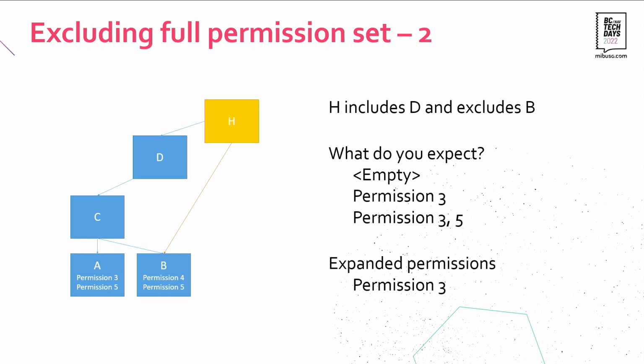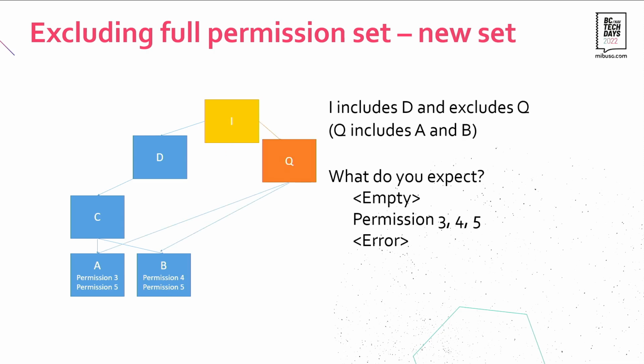I just have 1 or 2 more. So now we have a new permission set I, which includes D, just like before. And now it excludes Q, and Q includes A and B. So what do you get now? Empty, permissions 3, 4, 5, or do you get an error?